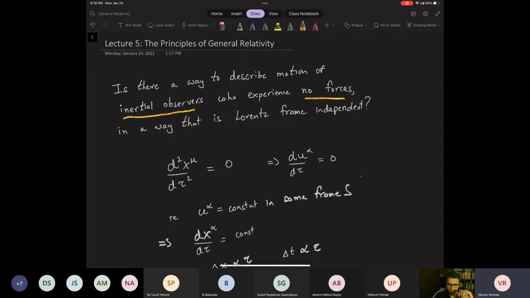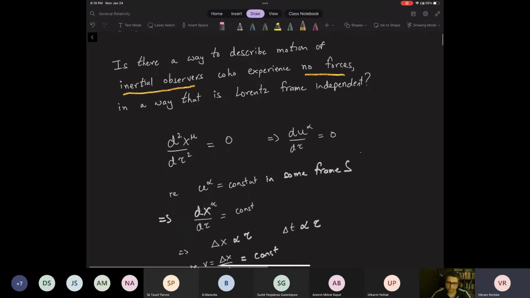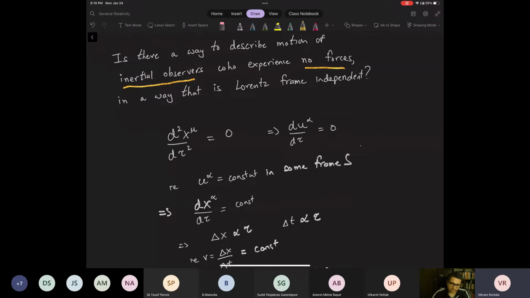But we want to describe their motion in a way that is independent of the particular reference frame that they're in. So what we've seen is, if I take an object which is inertial, for example, we can take Newton's law: m times proper acceleration is equal to 0. This is the law of motion in some particular reference frame S.